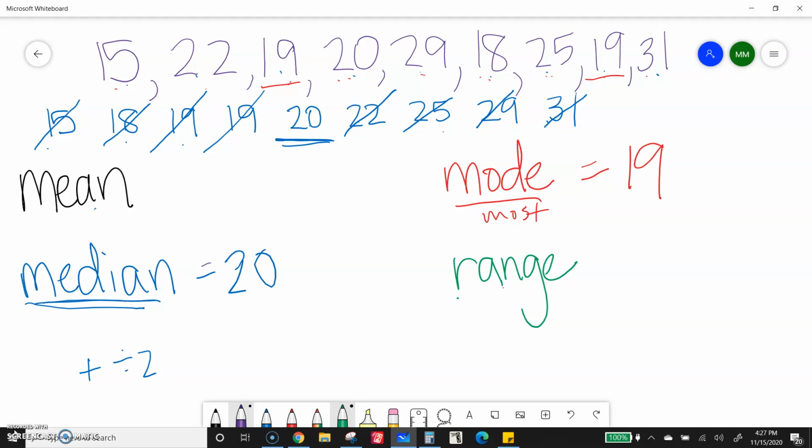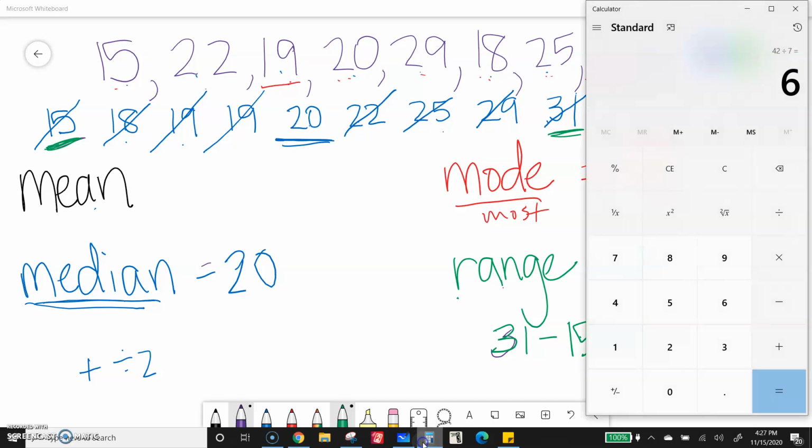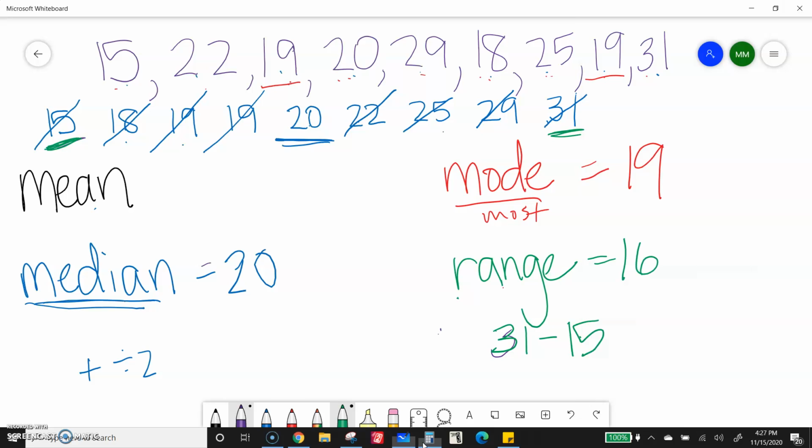Let's do that, because we have them in order. So I have my smallest right here. I have my largest right there. I know it's just the difference between, so I can just find the difference by subtracting. Now I know 30 minus 15 would be 15, so I know that's 16. If you weren't sure, you can always use a calculator. 31 minus 15. For this one, again, I'm not checking if you can subtract or divide or add. I'm checking if you remember which is which. So my range is 16, left with the mean.